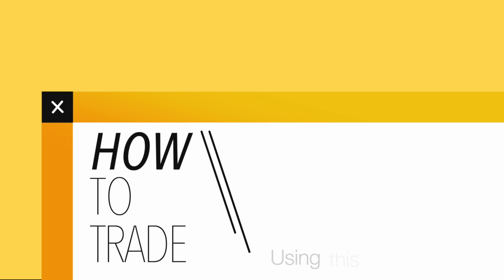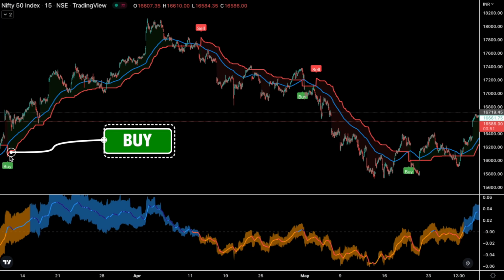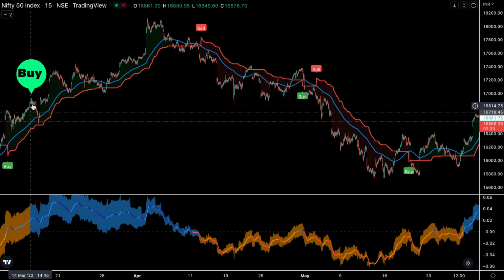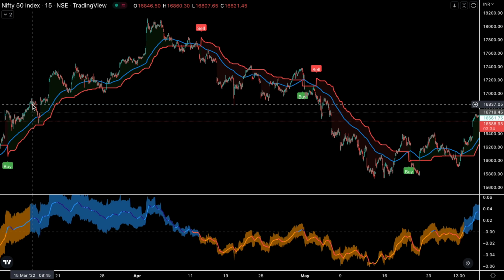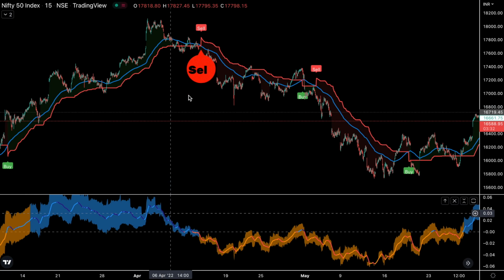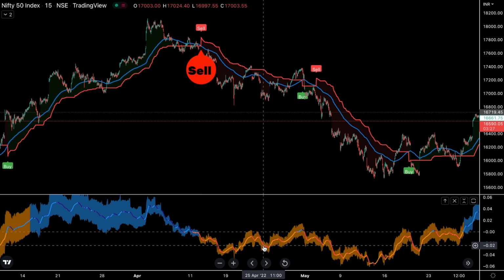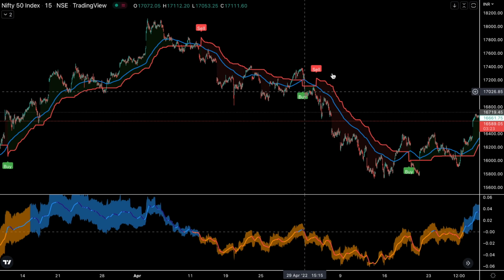Okay, now how to trade with this strategy? We got a buy signal here. Then you look at the trend. The trend is still downward, orange. We will wait till the trend turns upward, which is right here. We'll enter long here. Now our risk reward ratio is 2, which is really good. Over here we got a sell signal. The trend was downward and the stock moved down here. So this is how we fix this problem.